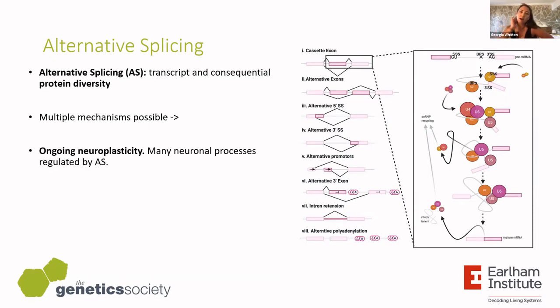This is really important in things like neuronal processes because these can be regulated by alternative splicing, and also in organs like the brain, we've got a huge need for ongoing neuroplasticity. We also really care about splicing because when it goes wrong, many diseases can arise. So we want to find out more about what's going on.